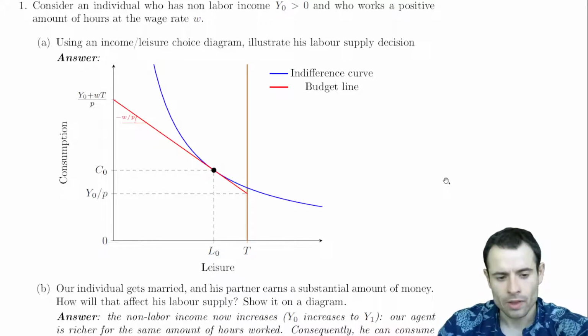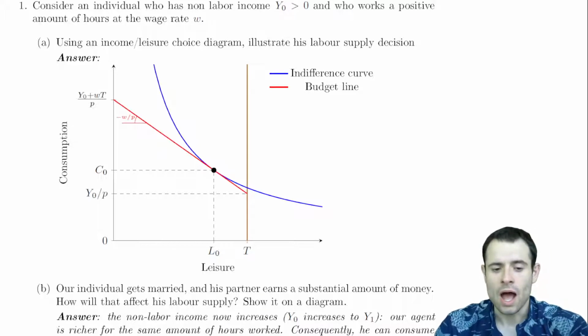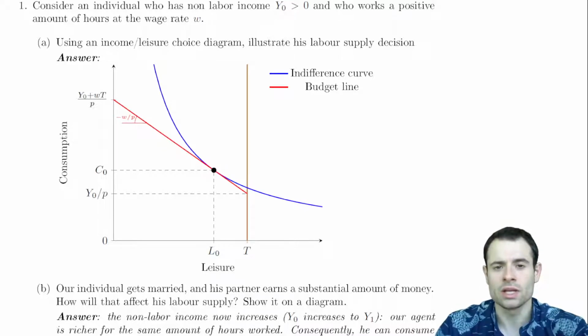Now imagine that our individual gets married. His partner earns a substantial amount of money. How will that affect his labor supply? I am assuming here that if his partner earns a substantial amount of money, some of this money at least will be shared with the individual.